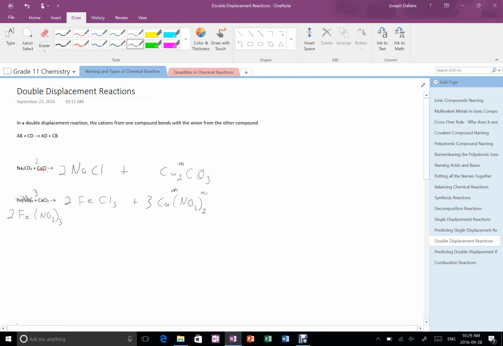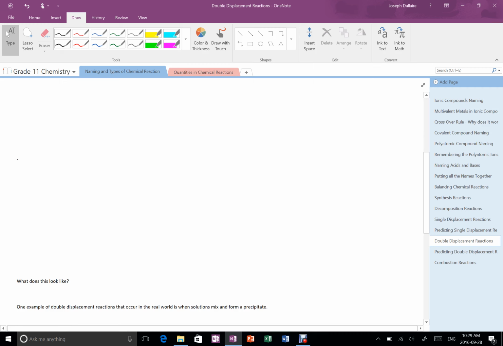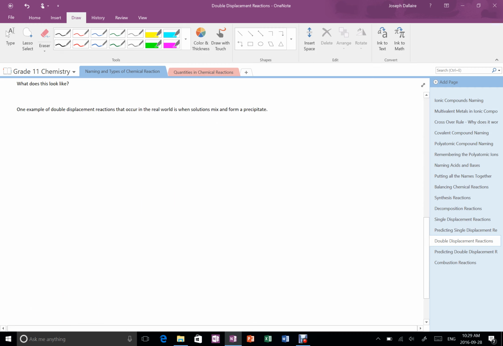But again, the main point here is that iron was with the nitrate, now iron's with the chlorine, and calcium was with the chlorine, so now calcium is with the nitrate. They switch partners. That's a double displacement reaction. What does this look like in real life? Well, one example of a common double displacement reaction that we're going to observe is the formation of a precipitate.